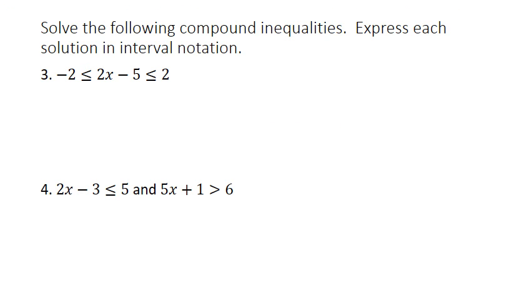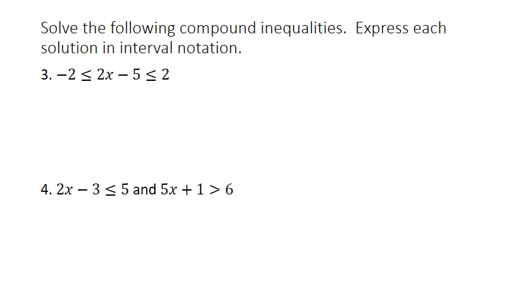Now we're going to move into a couple that have what we call compound inequalities. This is where you have the a and the b on each side. That way you're not going to have any infinities. So example number 3, as I want to talk through, is something like negative 2 is less than or equal to 2x minus 5 is less than or equal to 2.